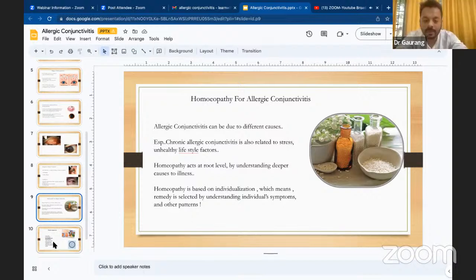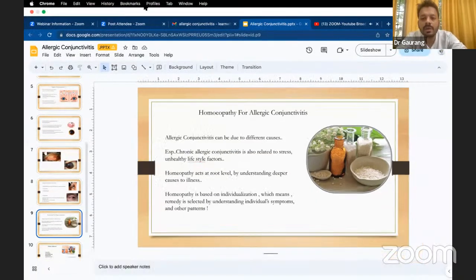The case taking is in depth. We try to understand the person at as much level as we can in the case taking. And based on the case taking, we find a homeopathic remedy, which is chosen after studying the case in detail. And then we find a remedy that can really help to improve the immune system. So in such cases, especially the case taking is very important, and understanding the person is very important.